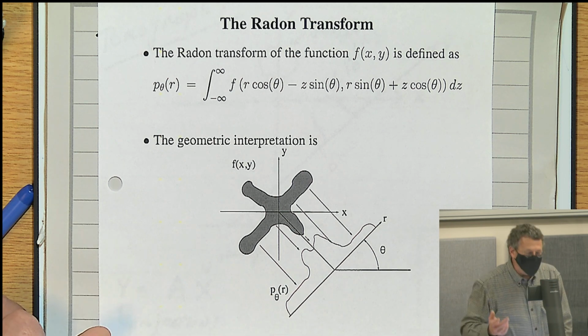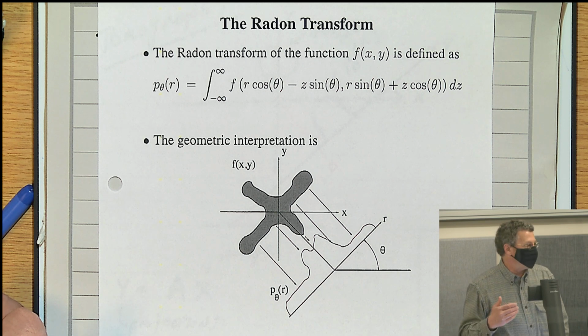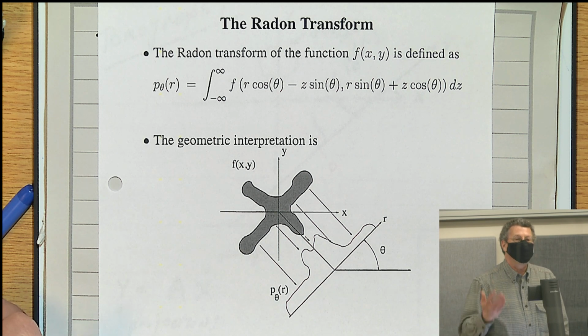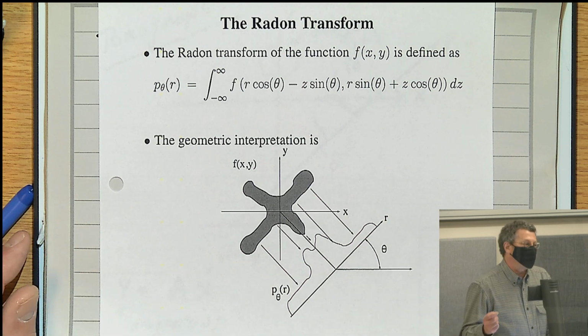And there are different techniques for doing that based upon the different methodologies, and that's why you have different kinds of 3D medical scanners, like a CT scanner and a PET scanner.